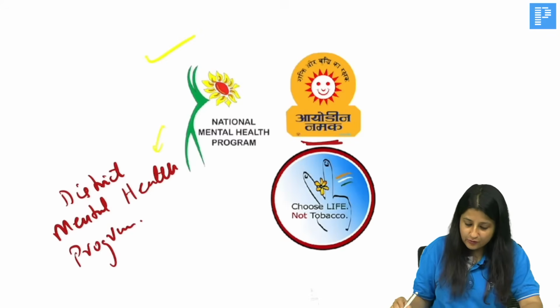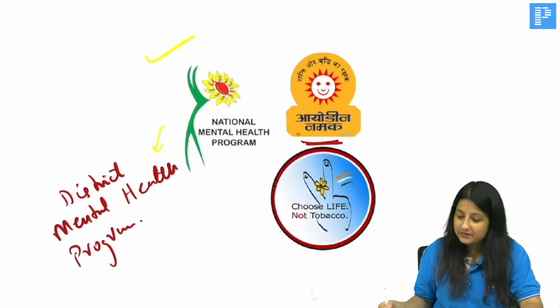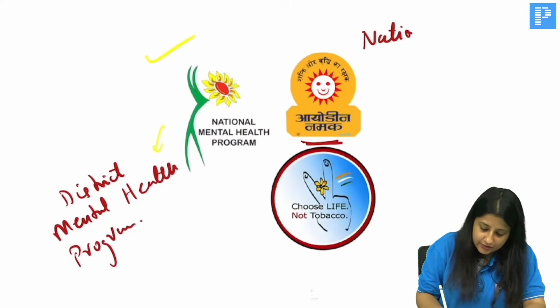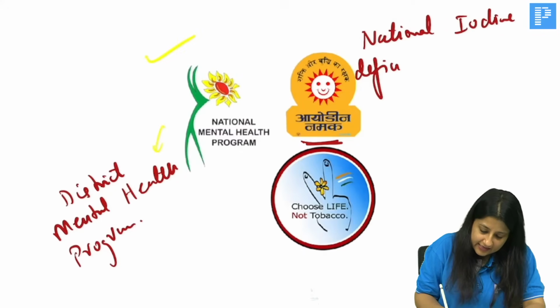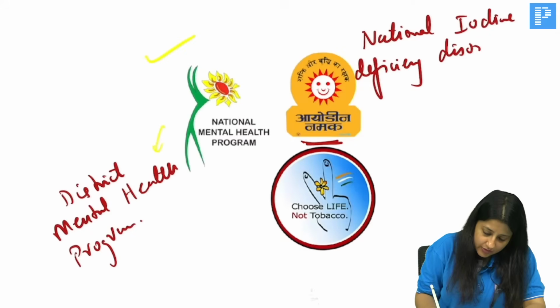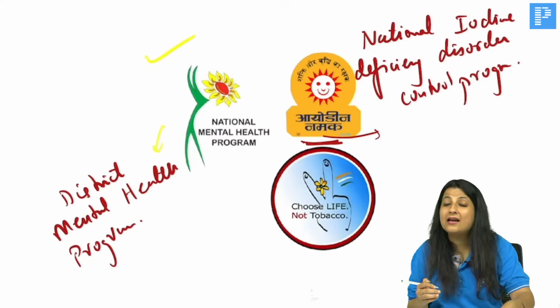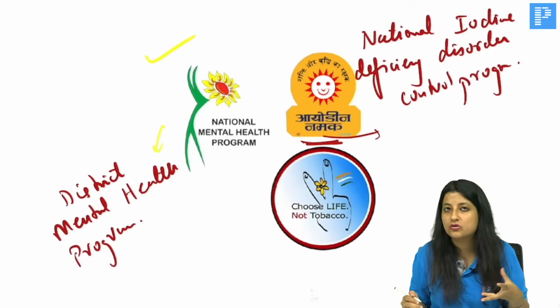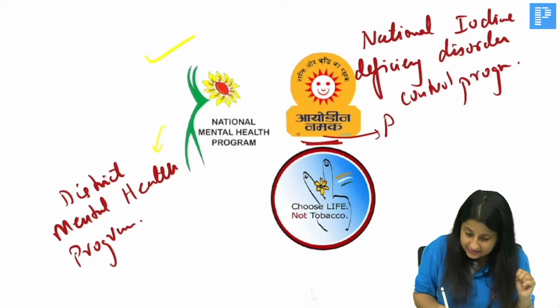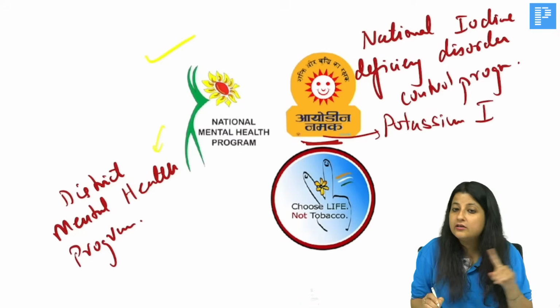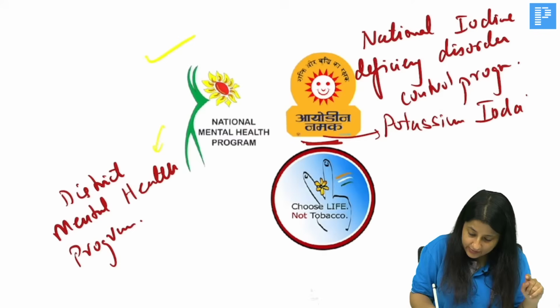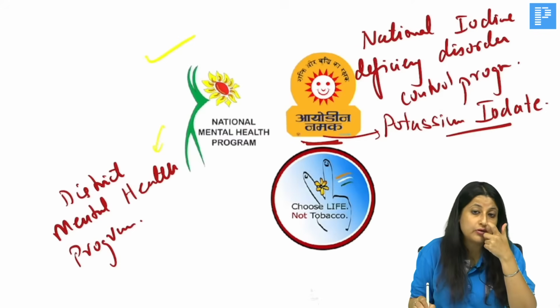ये क्या है? आयोडीन नमक. आयोडीन नमक मतलब कौन सा प्रोग्राम है? नेशनल आयोडीन डेफिशिएंसी डिसऑर्डर कंट्रोल प्रोग्राम. Basically, in this we are providing iodized namak, twin fortified salt, iodized namak. Now basically कौन से फॉर्म में आयोडीन यूज हो रहा है? पोटेशियम iodide? No, it is being used in iodate form, potassium iodate, all right.